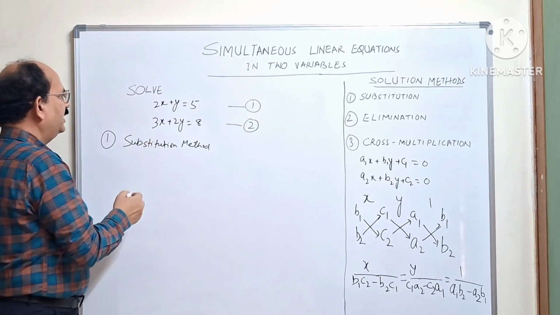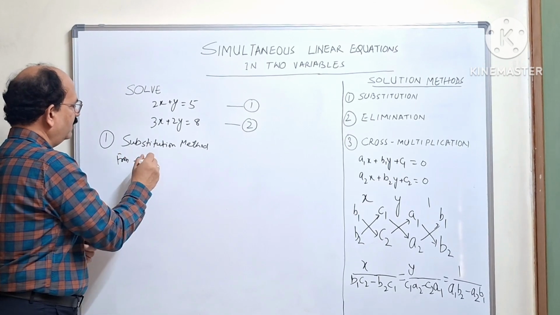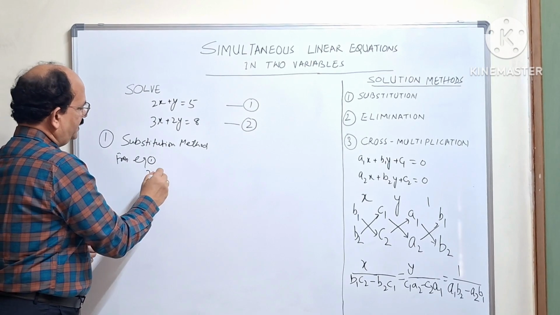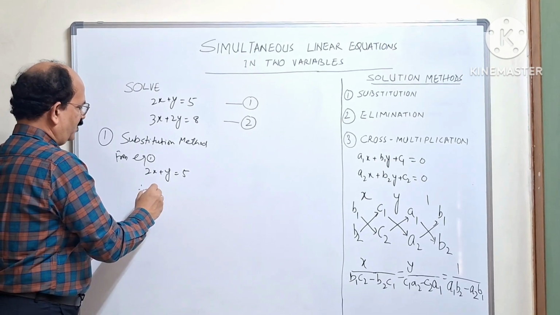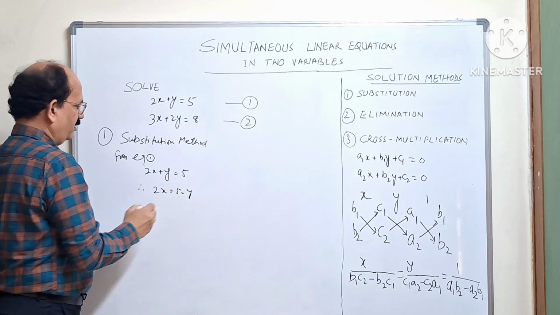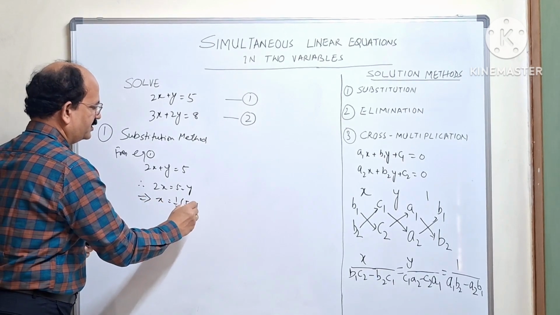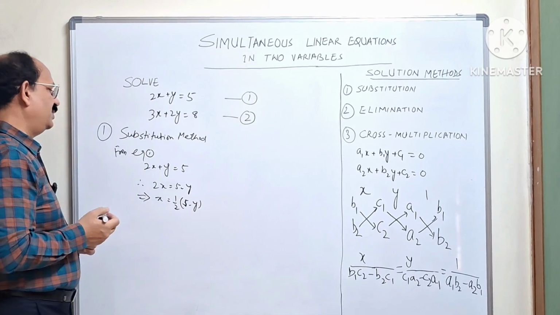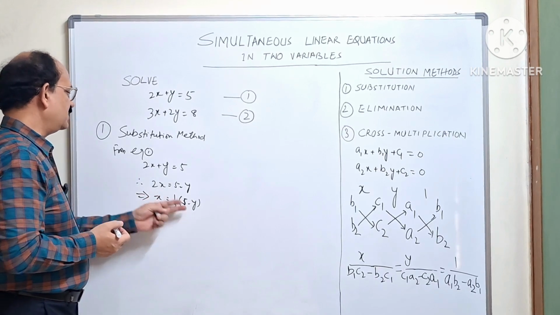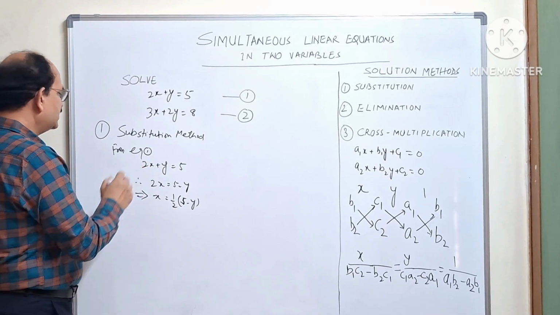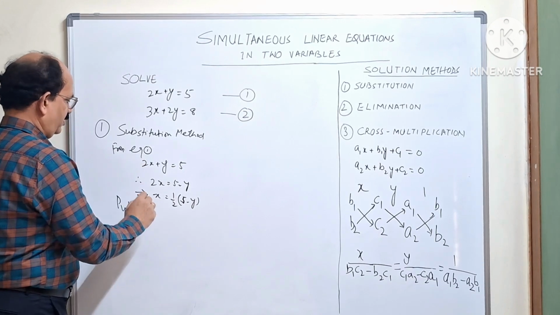Okay. Let's try this. So if I convert this from equation 1, 2x plus y is equal to 5, and therefore 2x will be equal to 5 minus y, or I can write x is equal to half of 5 minus y. Okay, so that I got x in terms of y. Now use that in equation 2.